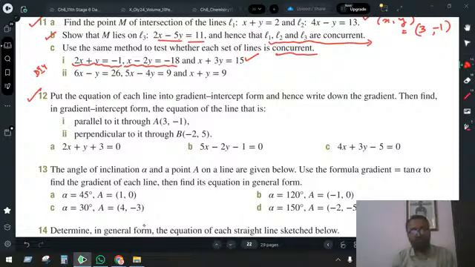Put the equation of each line into gradient-intercept form and hence write down the gradient. Then find the gradient-intercept form of the equation of the line. Okay. Then hence write down the gradient. Okay. What is the next question asking?